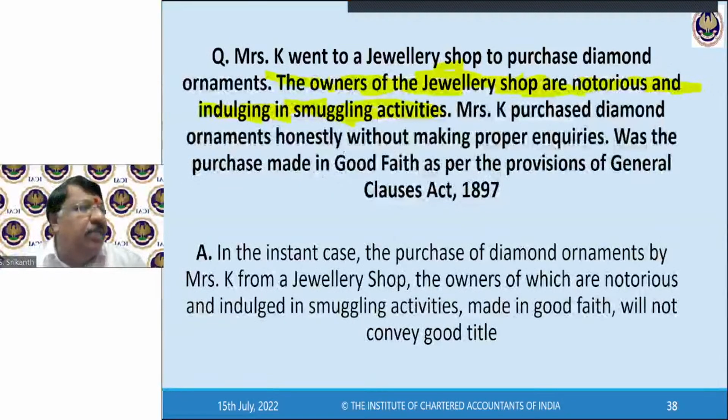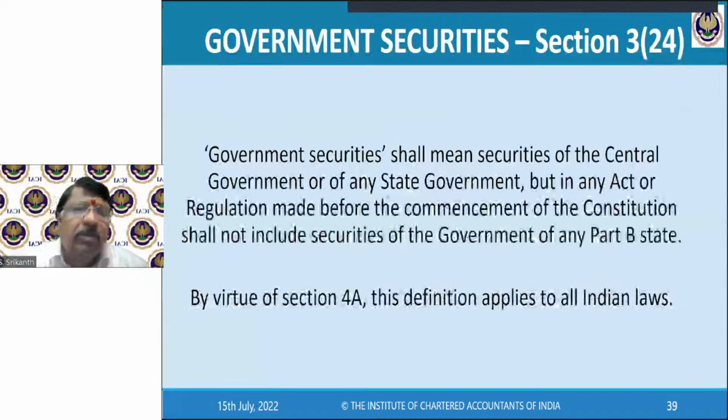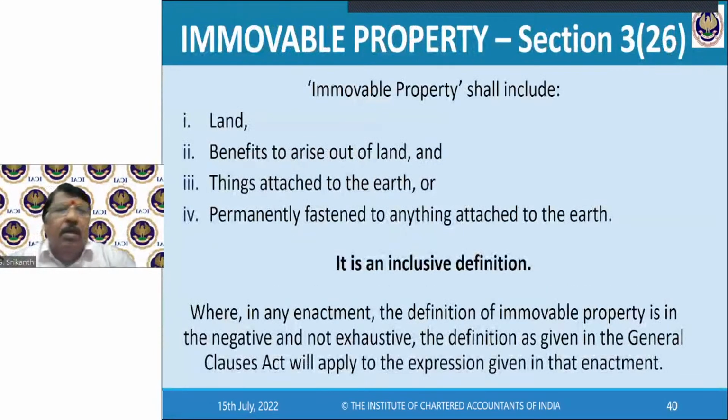These are questions asked in your examination. So, General Clauses Act, generally you find one question coming once in a while. Interesting. Can't let it go also. Government security shall mean securities of central government or state government. Okay, so not a big thing. The word immovable property, very interesting definition. If the word immovable property is clearly defined in any other enactment, that definition will apply. But if the word is used in that enactment but not defined in that enactment, then here it will apply.